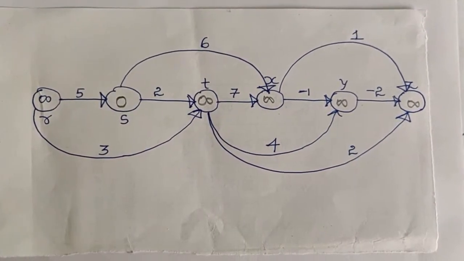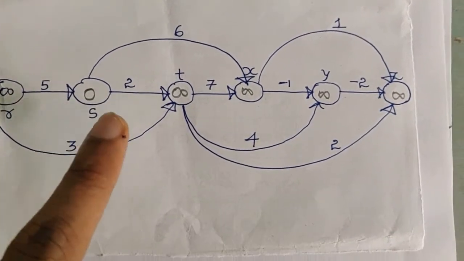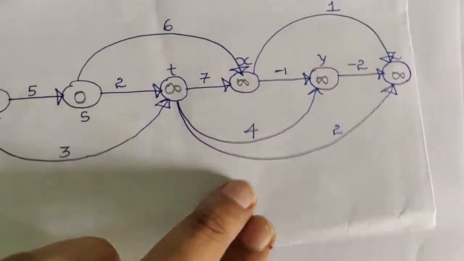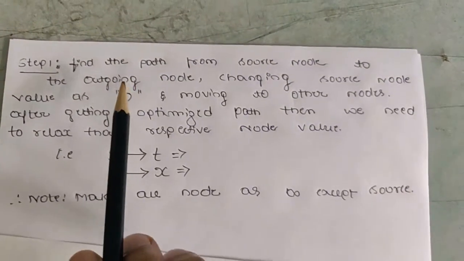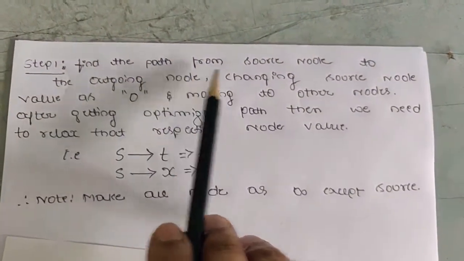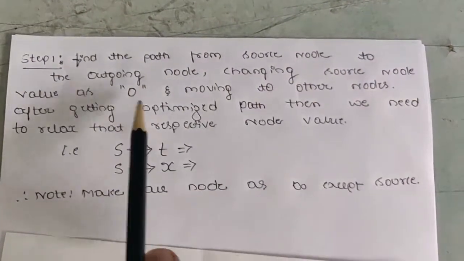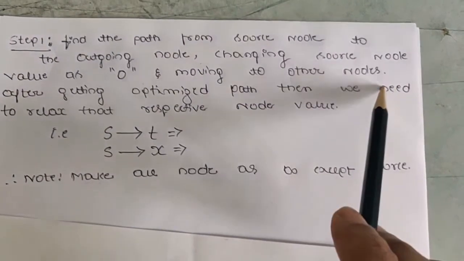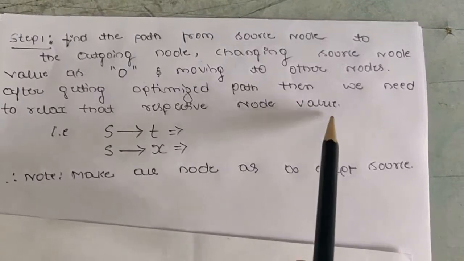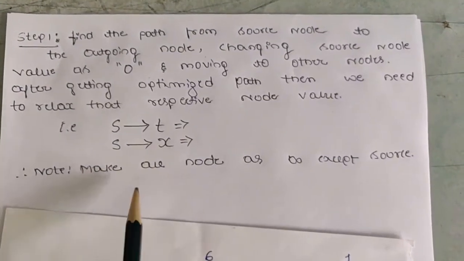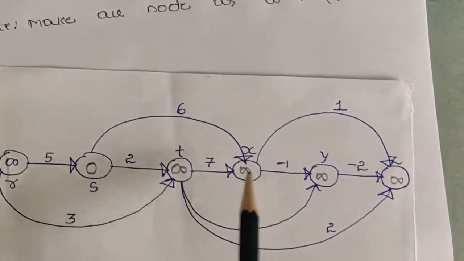Now we are dealing with the first step. In the first step, we have to initialize the source value as 0, and all other node values as infinity. So in the first step, find the path from the source node to the outgoing node by changing the source node value to 0 and moving to other nodes. After getting the optimized path, we need to relax the respective node values. That is, let's make the source node 0, and all other remaining nodes infinity.